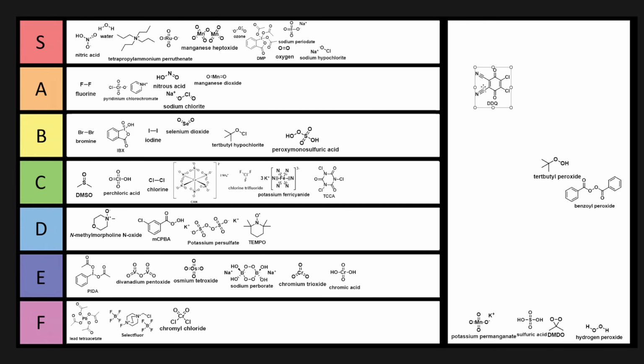So, useful oxidant. Now the downside of this is it generates hydrogen cyanide depending on pH. And so because it generates cyanide, I'm going to put it in C tier, but it's a pretty useful reagent.